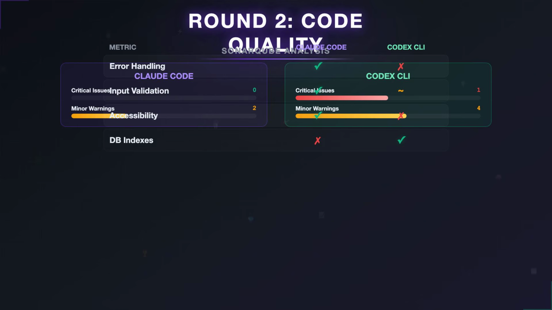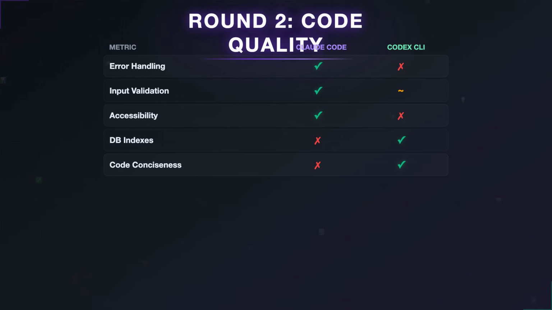The React components used proper hooks, memoization where appropriate, and accessibility attributes on form elements. Professional grade code you could ship to production.